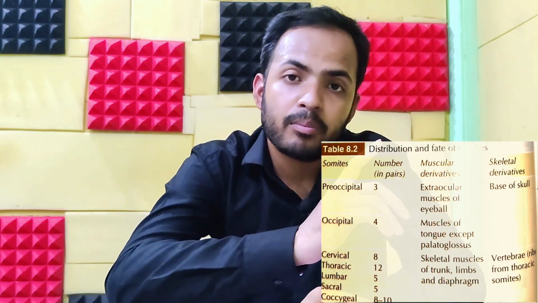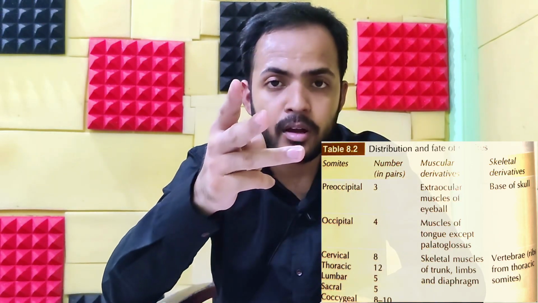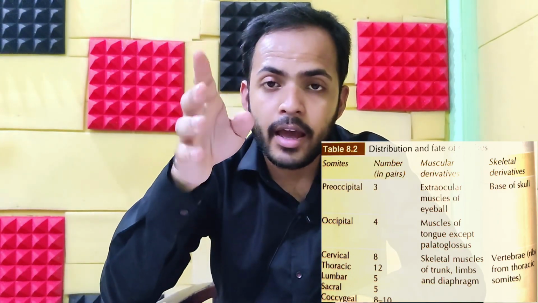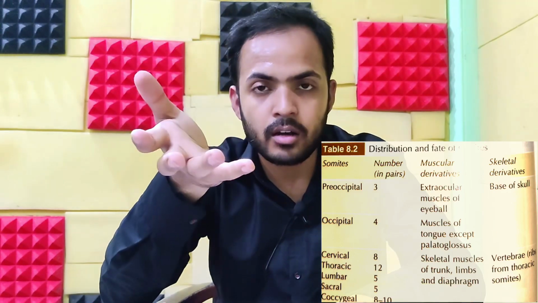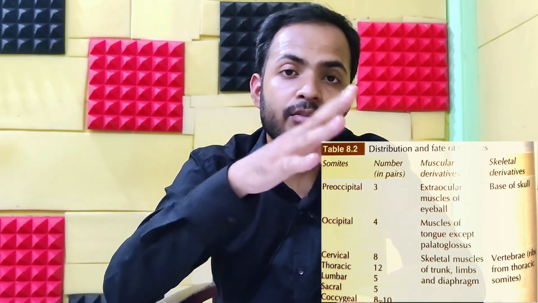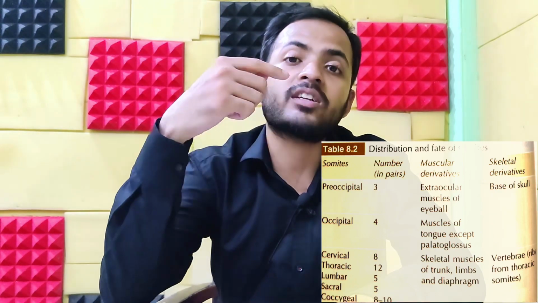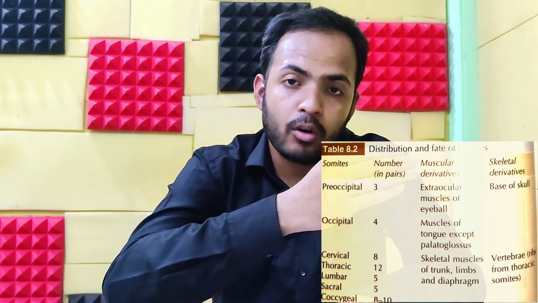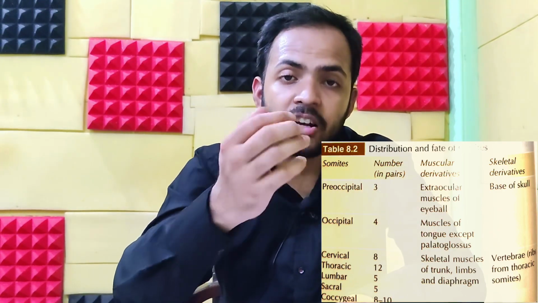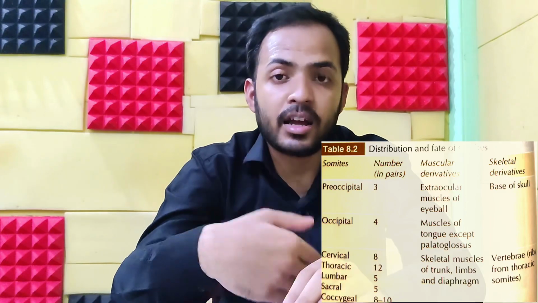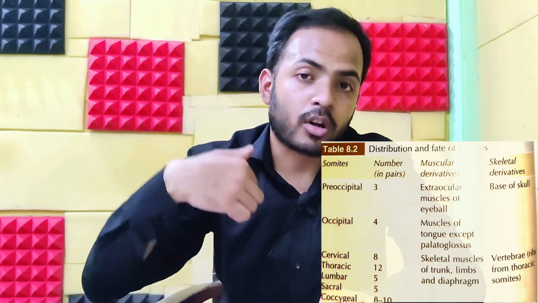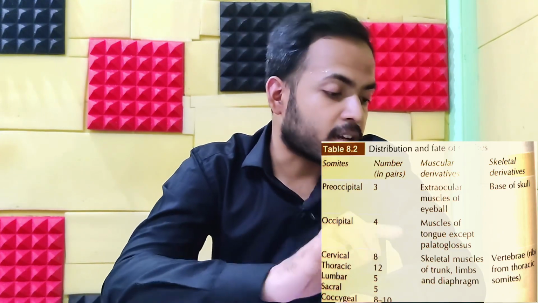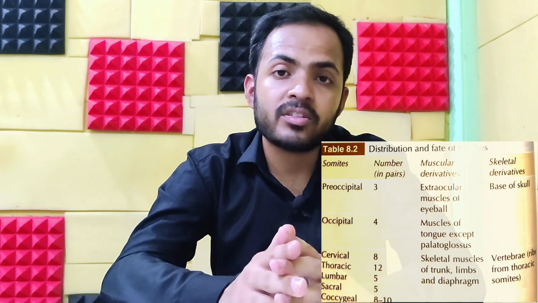I mean, first of all, preoccipital somites. It has 3 pairs, and from these 3 pairs we are getting all the extraocular muscles of the eyeball and the formation of the base of the skull. And the occipital somites have 4 pairs, and we are getting all the muscles of the tongue except palatoglossus. And next, cervical, thoracic and lumbar. All these somites create skeletal muscles of the trunk, limbs, diaphragm along with the cervical, thoracic, lumbar vertebrae and intervertebral discs. And the rest, the sacral and coccygeal somites, form the axial skeleton.